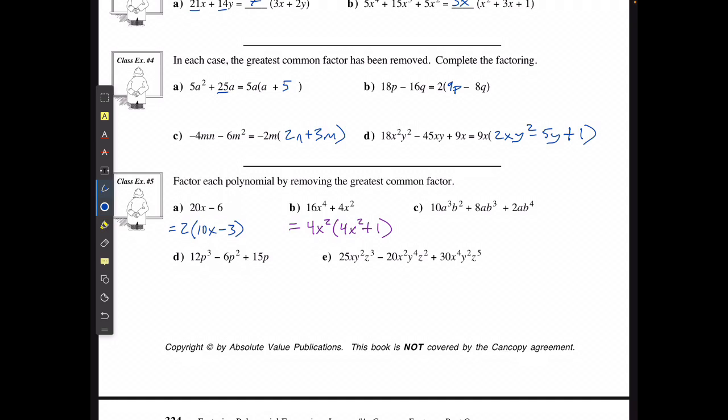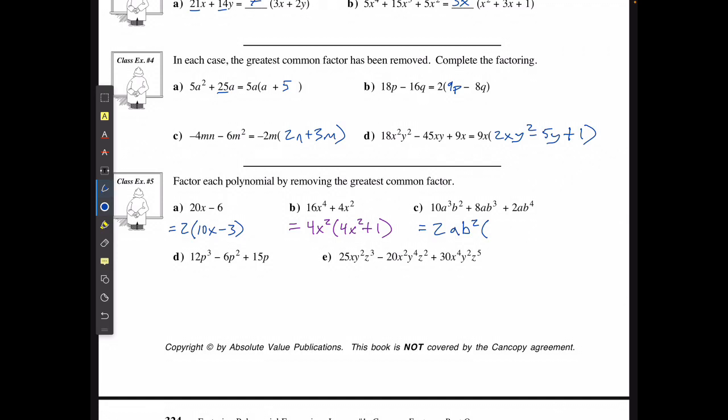For example C, if I took 10, 8, and 2, they're all divisible by 2. I have a to the 3, a to the 1, a to the 1, so I can only take out an a. B squared, b to the 3, and b to the 4, I can take out a b squared from here.